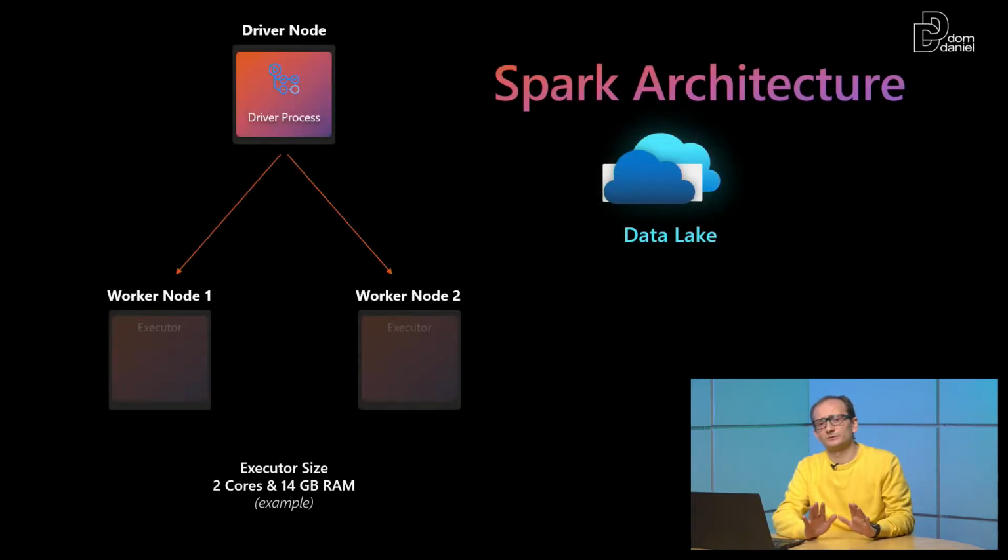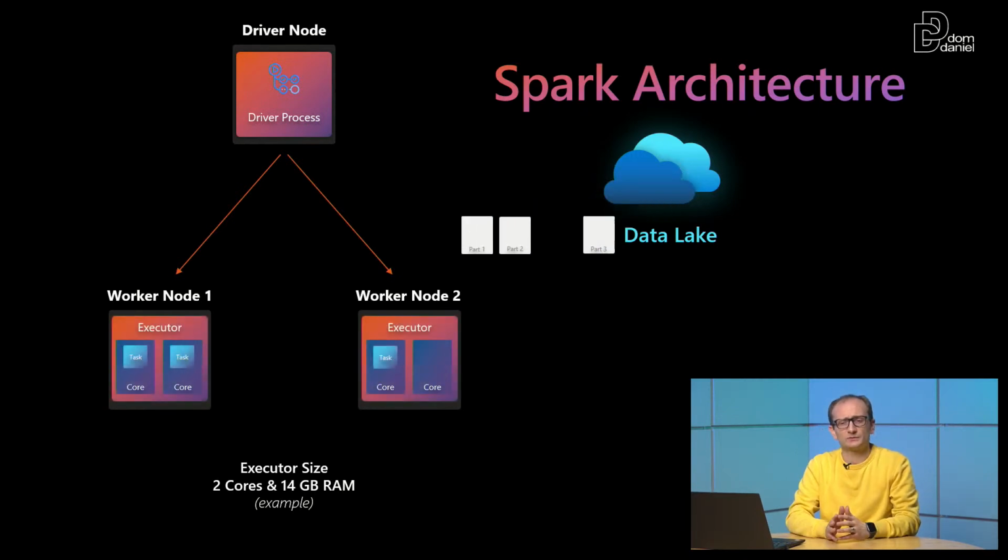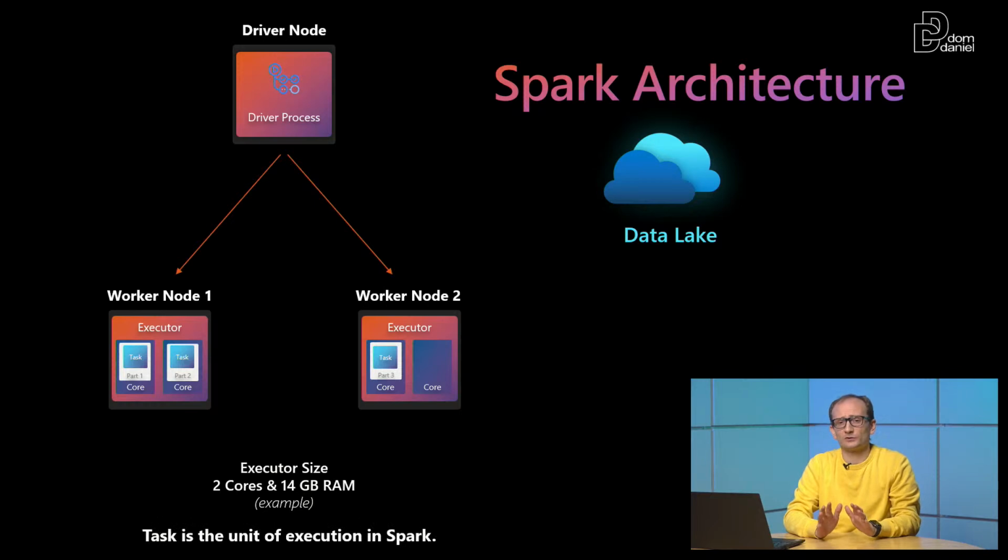Let's dig into the Apache Spark architecture. Here we have a driver node and worker nodes. The driver node runs the data processor, which coordinates executors. Executors are Java virtual machines, JVMs, that run on worker nodes. Each worker node can have at least one executor, and each can have at least one core. In this example, we have an executor of size 2 cores and 14 GB of RAM.